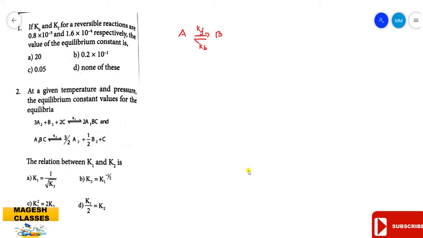Then the relation between the rate constant and the equilibrium constant is Kc is equal to Kf divided by Kb. K is the rate constant. Here the given values are Kf and Kb, and the equilibrium constant is asked in the question. So Kf is equal to 1.6 into 10 to the power of minus 4, and Kb is equal to 0.8 into 10 to the power of minus 5.